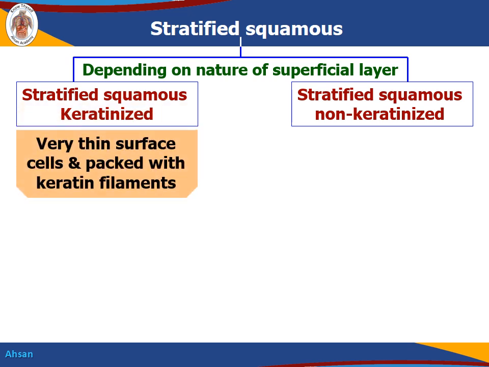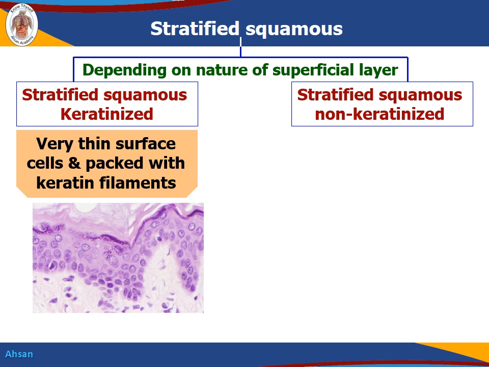Keratinized epithelium is very thick and the surface cells become very thin and packed with keratin filaments. Superficial cells usually are dead in nature because they don't have a living nucleus. So here we can see cells without any nucleus, packed with keratin. You can see in the superficial part, only the pink color staining is there.